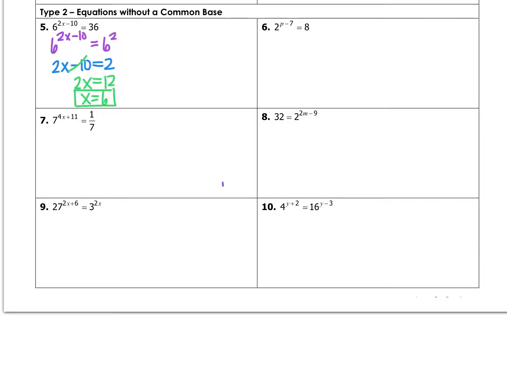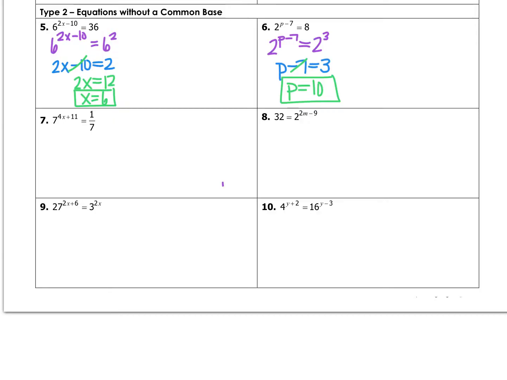So when I think about 2 times 2, so 2 squared is 4. But if I multiply that by another 2, so essentially if I take 2 to the 3rd power, that gives me 8. So I'm going to rewrite this equation as 2 to the p minus 7 equals 2 to the 3rd. So I've changed that base of 8 to 2 to the 3rd. And now I can simply write my exponent equation and solve it. So go ahead and do that now.